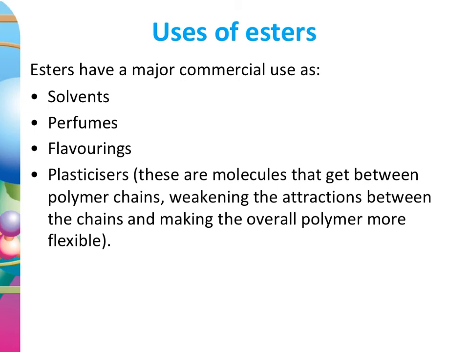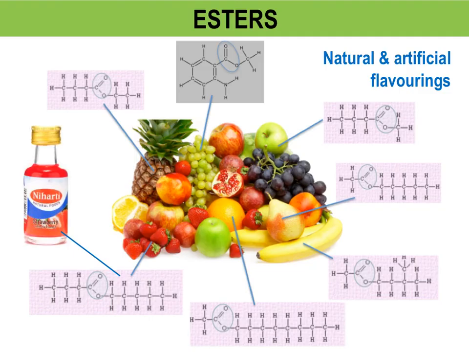So it's typically esters that are used as plasticizers, and essentially these are molecules that get between polymer chains. If they get between them, then they weaken the attractions between the chains, and it tends to make the polymer more flexible, which is why you can get PVC clothing, which must be flexible, but you can also get PVC guttering, which clearly is not very flexible. So that would be the difference. There would be the use of a plasticizer, which may be an ester, and that's commonly what they might be used for. So esters are very much used in artificial and natural flavourings.